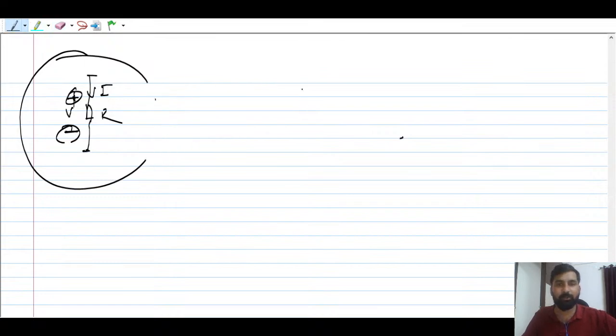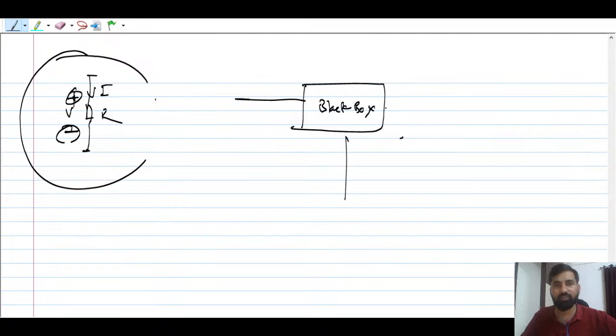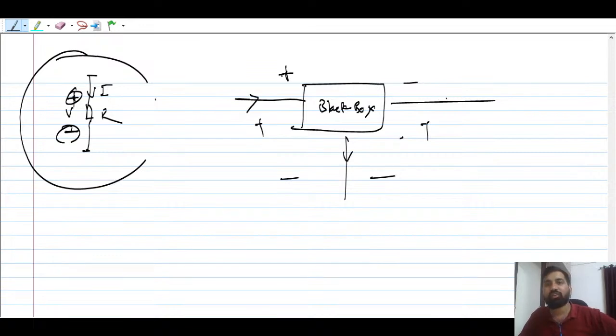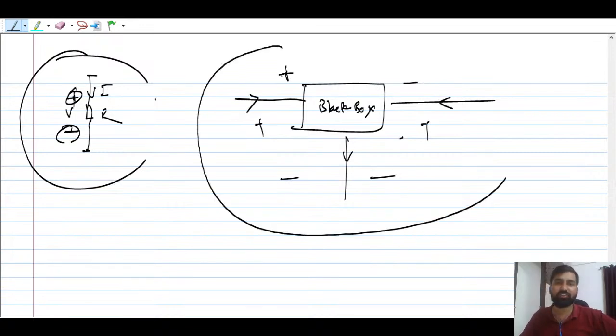Suppose this is a black box. Now how many terminals are there in this case? Can someone tell me? There are three terminals. So you can apply voltage here, here, and here, plus minus, plus minus. Suppose current is entering like this, current is coming out, current is entering. So this is a three terminal network.